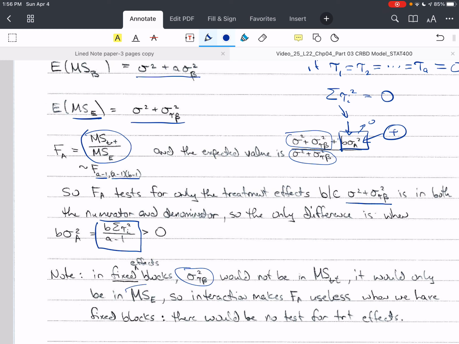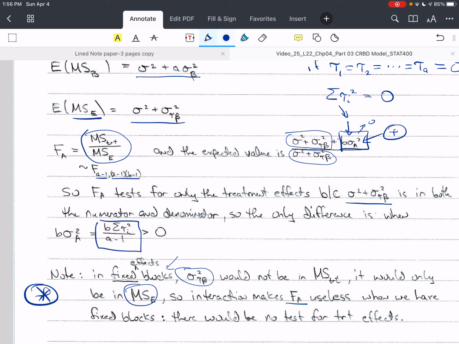It would only be in the MSE, because here the blocks would be fixed. And so the interaction would make F sub A useless when we have fixed blocks. And there would be no test for the treatment effects. We couldn't test for treatment effects if there's interaction in the fixed effects. This is a very important thing to know.